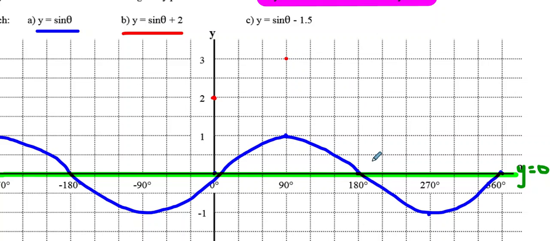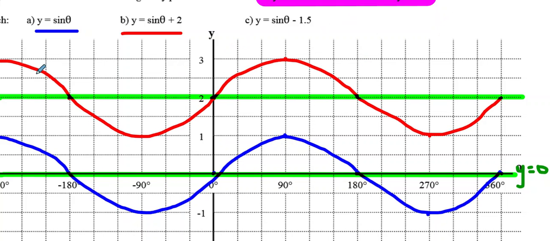Count that out and you should be good. Also do the same on this side and then draw it in. There's the wave. You can see that I put in the axis of the curve. Since it has moved up, the middle of the wave is at 2, so the equation of this line is y equals 2.